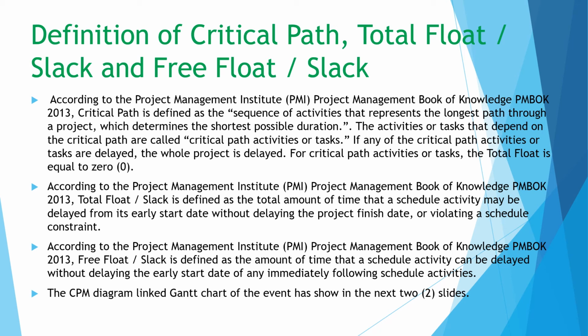It means the activities or tasks that depend on the critical path are called critical path activities. If any of the critical path activities or tasks are delayed, the whole project is delayed. For critical path activities, the total float is equal to 0. And according to PMI, the total float or slack is defined as the total amount of time a scheduled activity may be delayed from its early start date without delaying the project finish date or violating a schedule constraint.